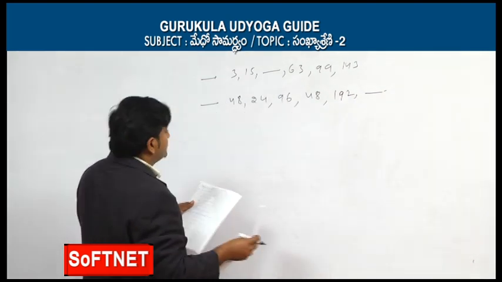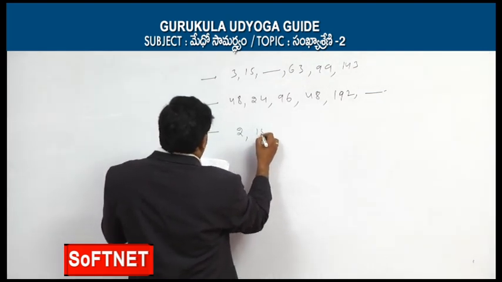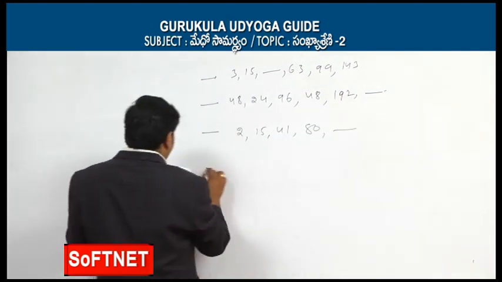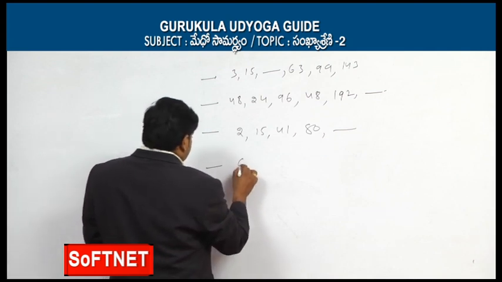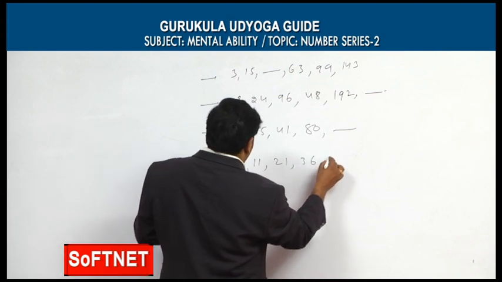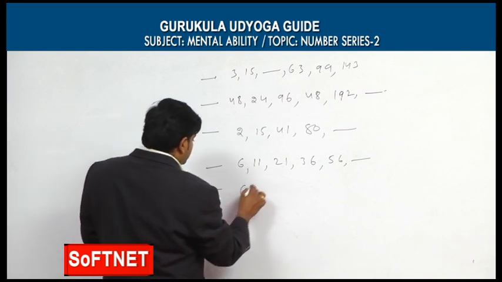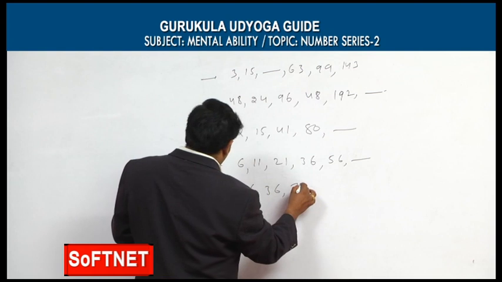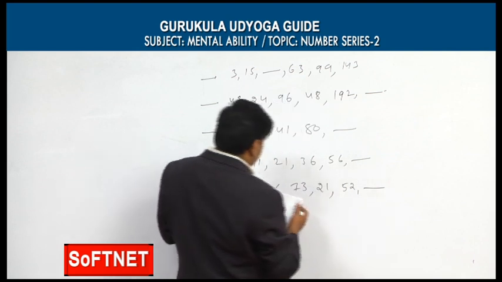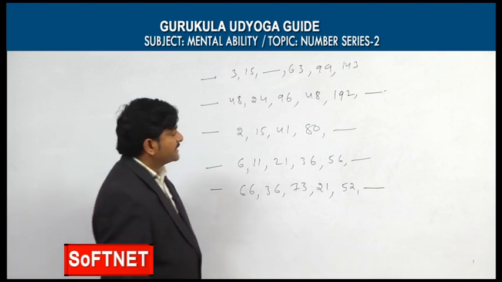Okay, next we can take some other problems. Let's say 2 comma 15 comma 41 comma 80 comma dash. Next one, 6 comma 11 comma 21 comma 36 comma 56 comma dash. Next one, 66 comma 36 comma 73 comma 21 comma 52 comma dash. Okay, so these are some other models from the number series point of view.